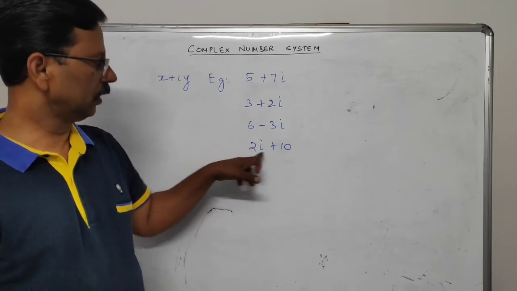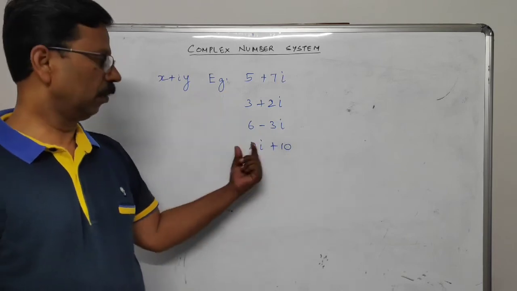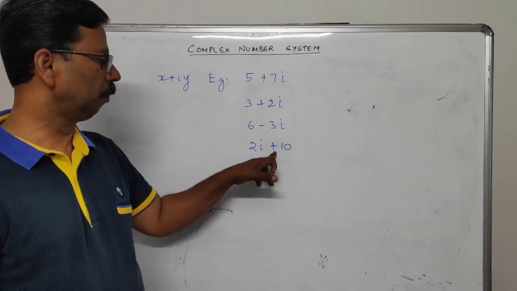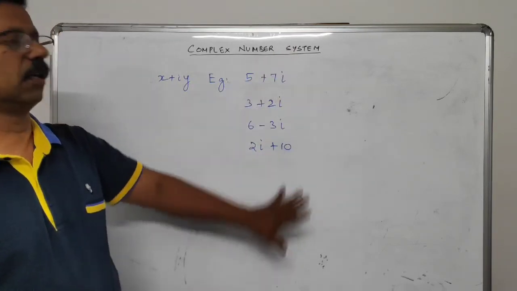Now look at this one. This is in a different form. 2i plus 10, whether it is a complex number or not. Yes. Now we have interchanged the real part and the imaginary part. That's all. This is 10 plus 2i. It is also in the form of x plus iy. Therefore these are all complex numbers.